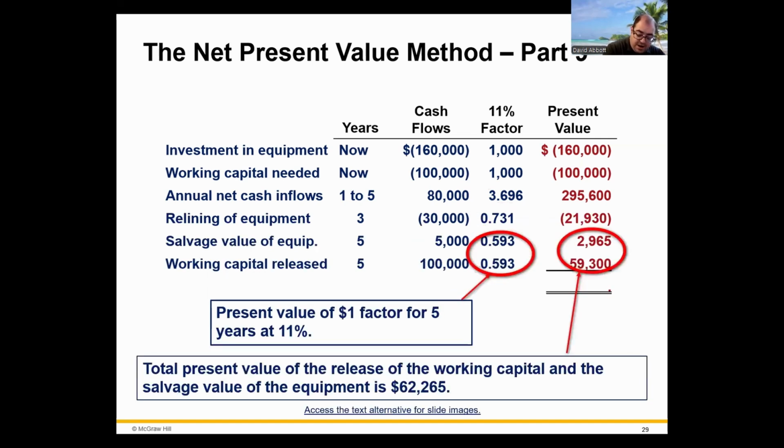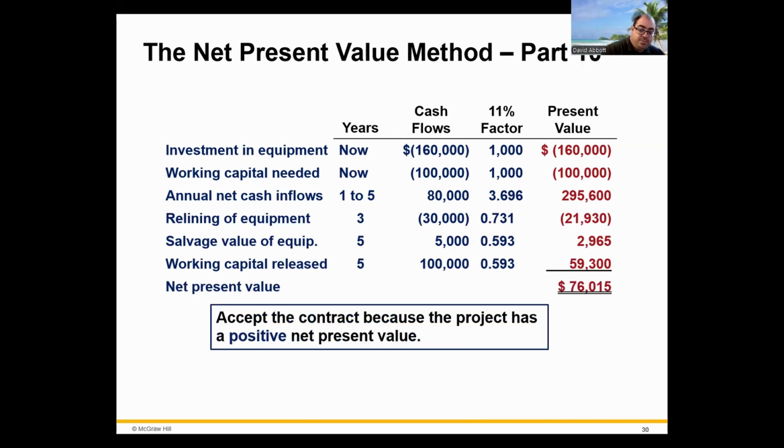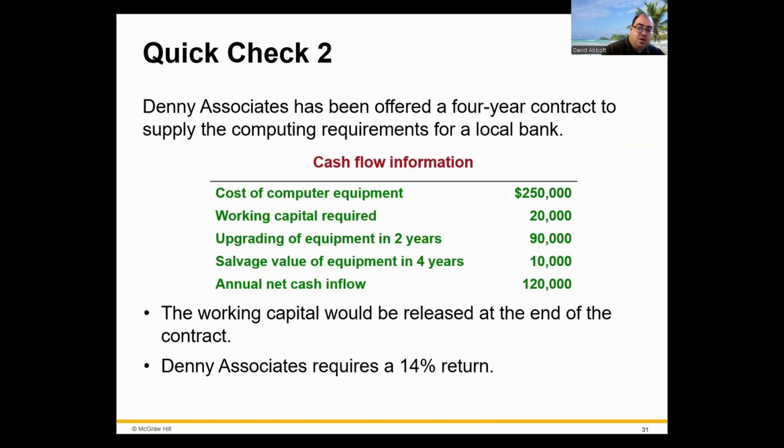The present value factor of $1 for 5 years at 11% is 0.593. Therefore, the present value of the salvage value of the equipment is 2,965, and the present value of the released working capital is 59,300. So the net present value of the investment opportunity is $76,015.